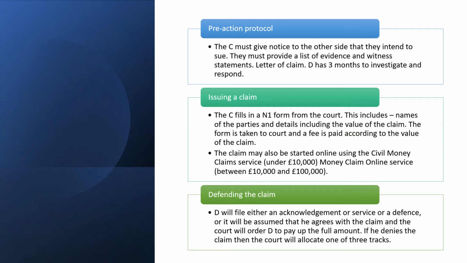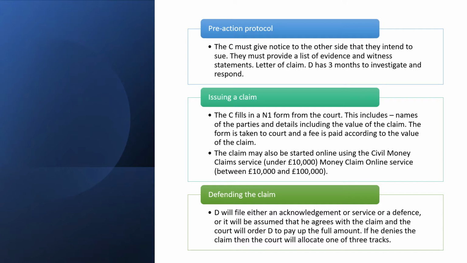The first thing we need to think about is that we do have some pre-action protocols as outlined by the civil procedure rules. The claimant first needs to give notice to the other side that they intend to sue. They must provide a list of evidence and witness statements. This is called a letter of claim, and the defendant has 3 months to investigate and then respond to this claim.